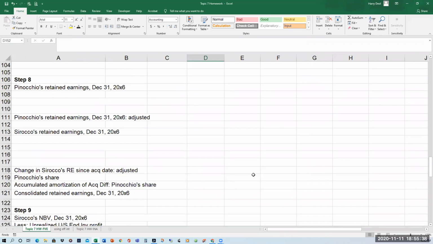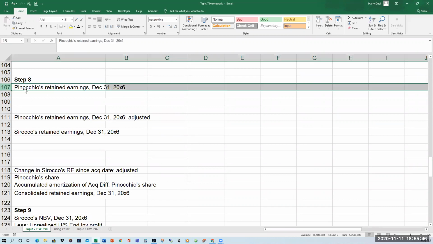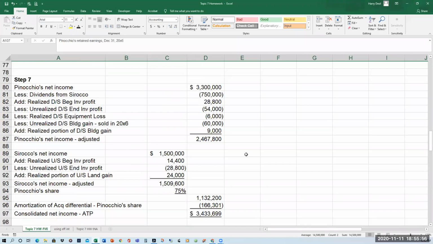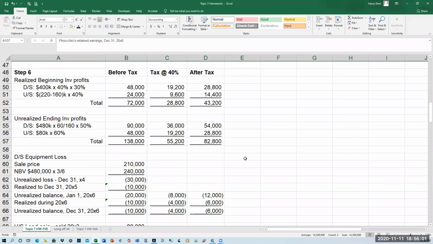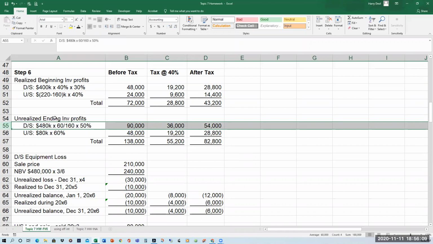In order to make the balance sheet, we need amounts for retained earnings and non-controlling interest. So to calculate those, we begin with Pinocchio, the parent company's retained earnings on December 31st, 2006, $14,500,000. Now, from this amount, we want to subtract any downstream unrealized profits and add back any downstream unrealized losses. So as far as downstream numbers go, there's the downstream ending inventory profit of $54,000 after tax. So this number will be subtracted.